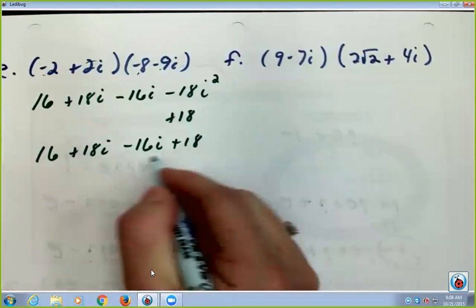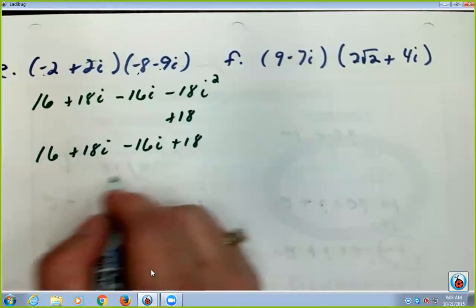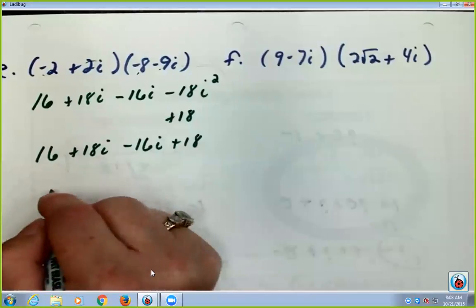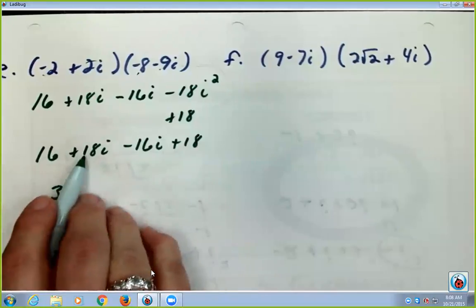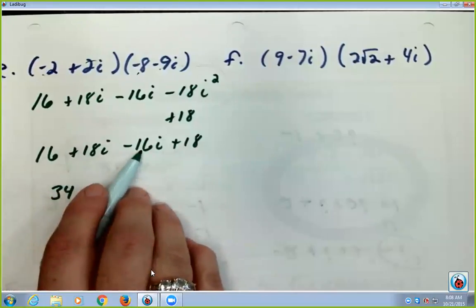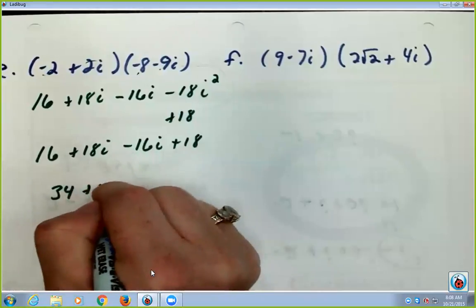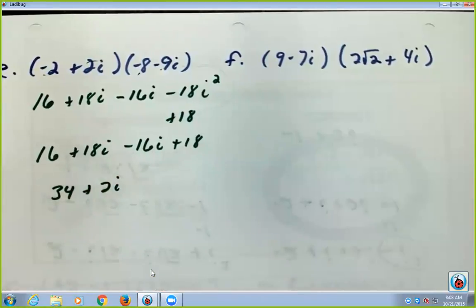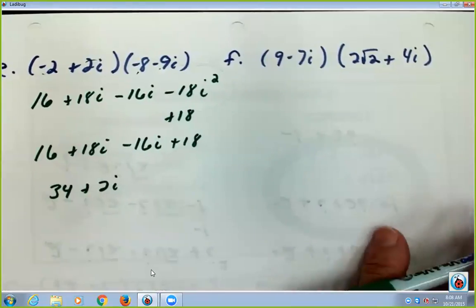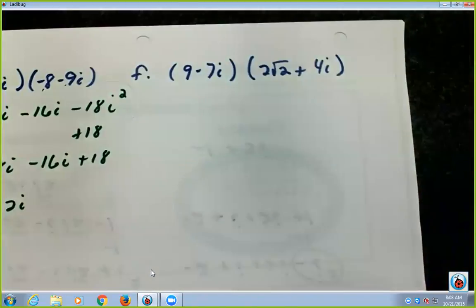16 plus 18 is 34. Positive 18i and a negative 16i is a positive 2i. And that's my final answer. I can't do anything else with it. Okay. This other one has combinations in here.